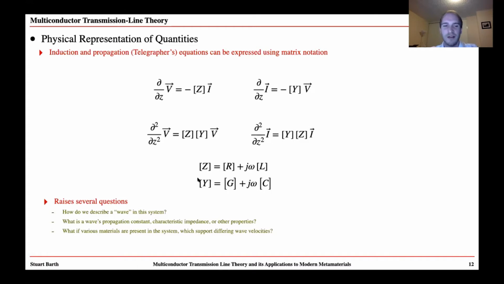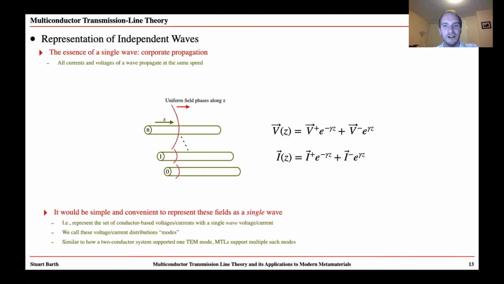What if we have an inhomogeneous transmission line cross-section, and there are various materials here which support differing wave velocities in each of those mediums? How do we describe the velocity of this wave? And this is really where multi-conductor transmission line theory sort of shines.